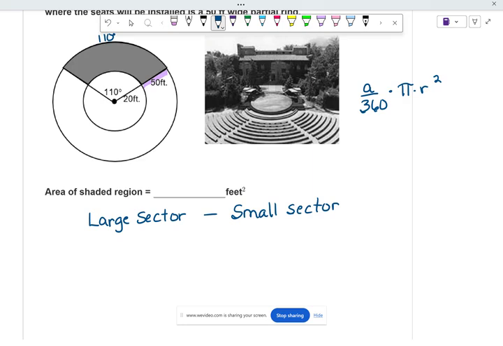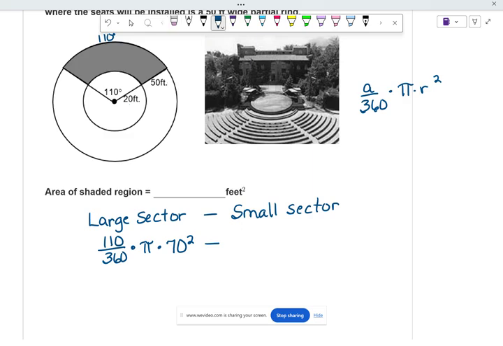All right, so I'm ready to plug in. 110 divided by 360 times pi. All right, what is the radius for the larger region? Let me recolor my green back in. How long is the radius for that part? Altogether, it's 20 plus 50, which is 70. All right, so let's get rid of all that.